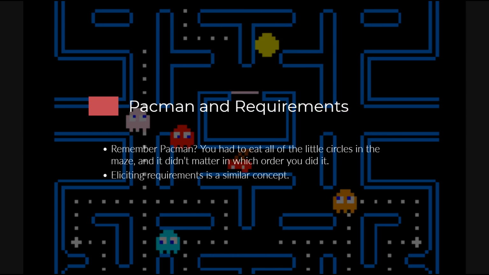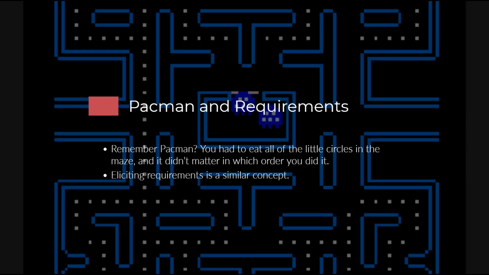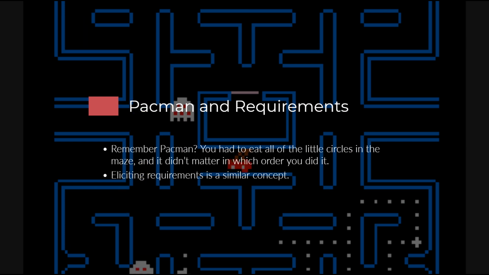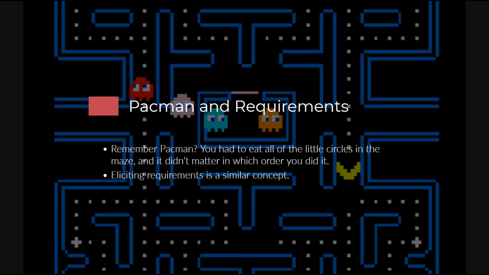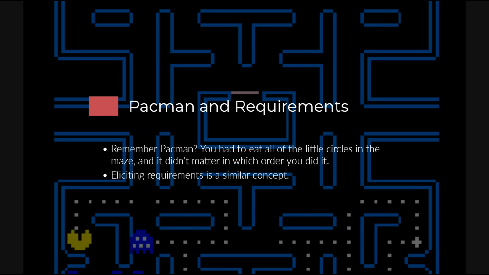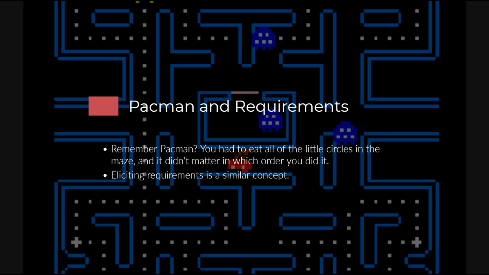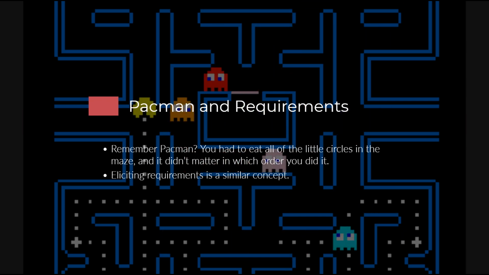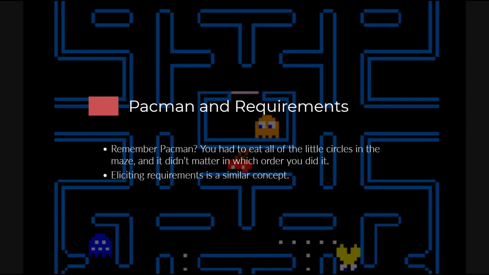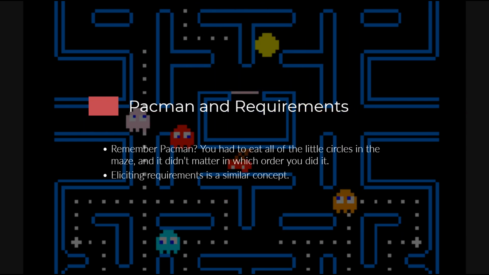You had to eat all the little circles in the maze and it didn't matter in which order you did it. Eliciting requirements is really a similar concept to that. You go to one area, you grab everything you can as far as the requirements go. You're going to miss a few. Then you go to another area, you grab all you can, you're going to miss a few. Then you backtrack, then you go to another area until you find that you're retracing your steps and you really can't find any more requirements. Or your time is up.